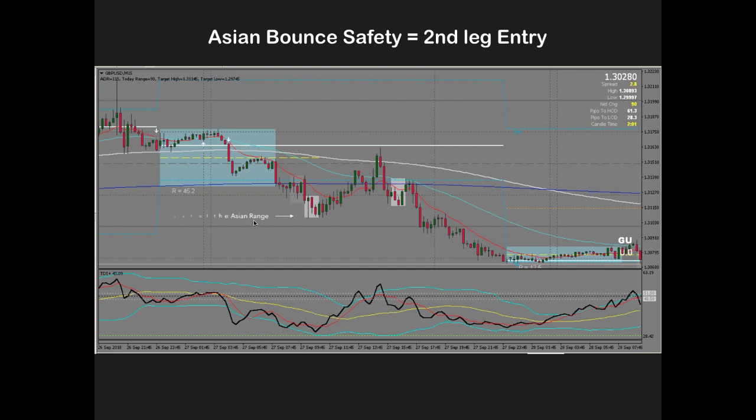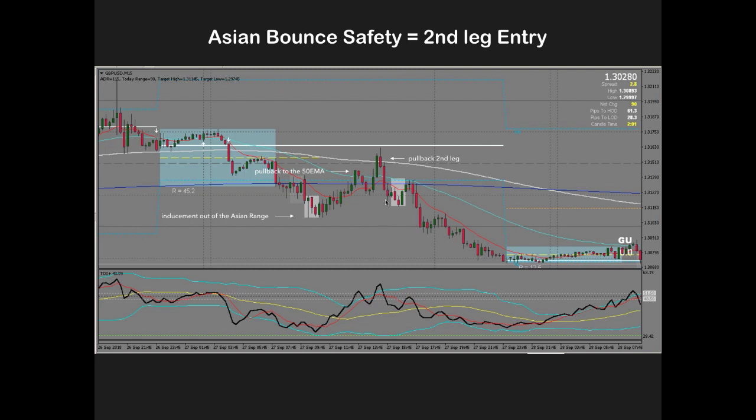So here we have our inducement out of the Asian range. Then we have a pullback. Now this pullback to the 50 EMA comes down, closes below the 13, but then comes right back up. It comes right back up here, hits the 200, traps the 200, pulls back to the second leg here. You can see it comes back up to the 50% range, and then it comes back down, closes below the 13 EMA.